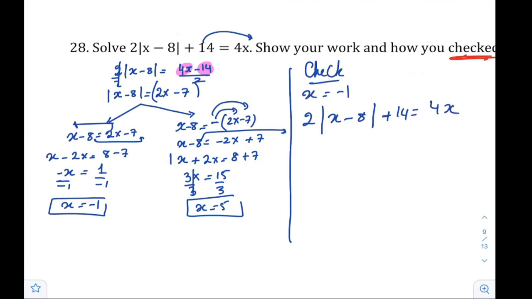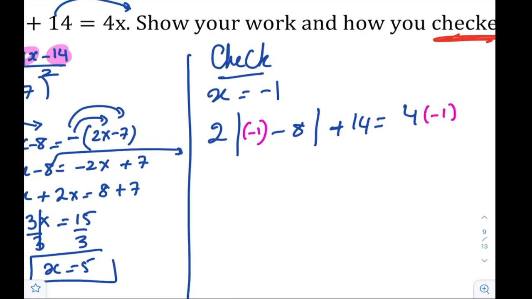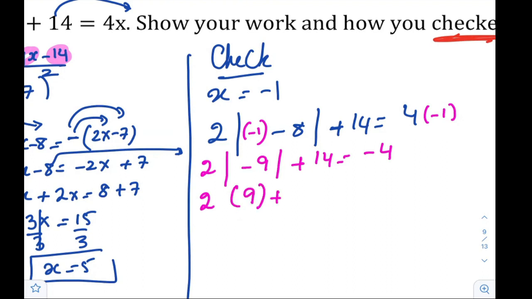So what will you do? You will take the x away here and there, and you will replace it with the value that you have found here, which is negative 1. And let's now evaluate. 2 times negative 1 minus 8, negative 9, plus 14 is equal to 4 times minus 1 is negative 4. 2 times absolute value of negative 9 is 9, plus 14 is equal to minus 4.